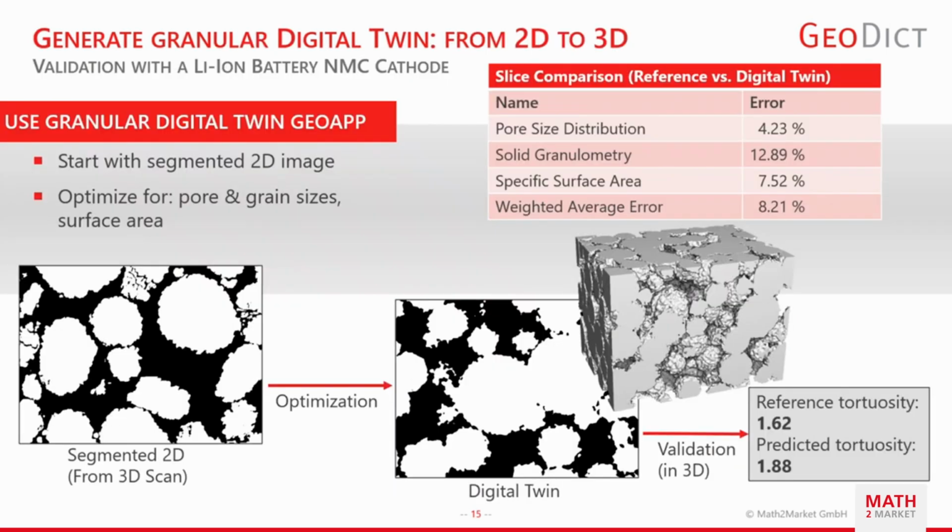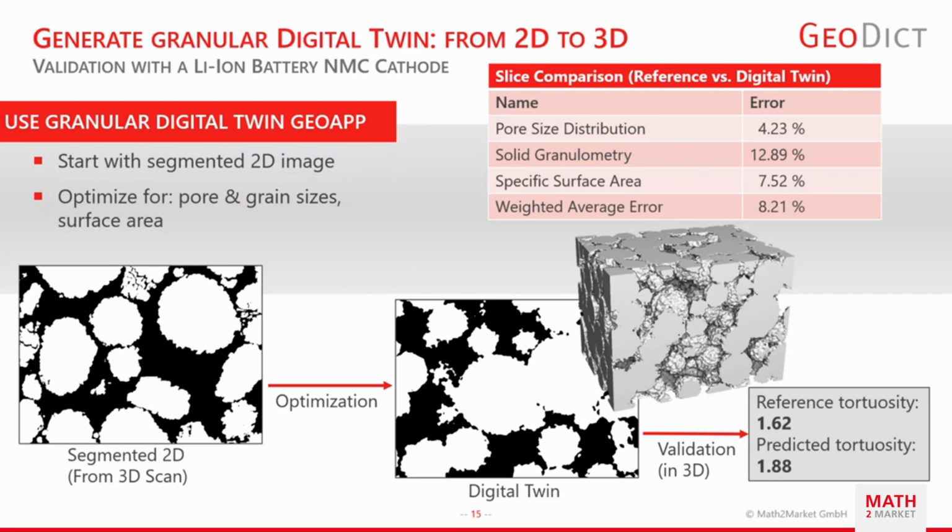Then we are also working on a method to create a 3-dimensional microstructure from a single 2D image. For this, we now have the 2D to 3D GeoApp in the new GeoDict 2025. What you can do here is create only one single 2D cross-section image of your sample. That is much cheaper and easier to get than a complete 3D scan. And what the GeoApp is doing, it's analyzing the segmented 2D image, calculating the statistics from this 2D image, and then creating a 3-dimensional digital twin. And then as a result, you get the difference in the 2-dimensional statistics of the digital twin and of the original image. And you see here that this matched quite well. So all the errors, pore size distribution, granulometry, and so on, were 12% or less.